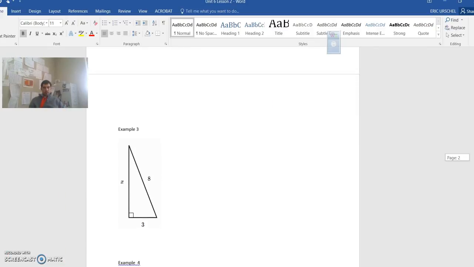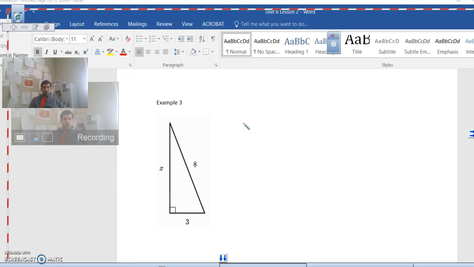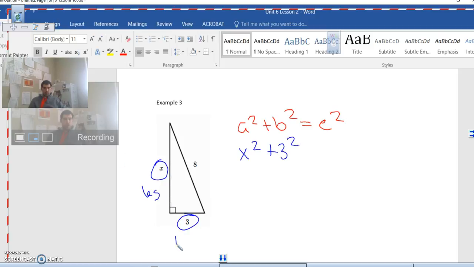Let's look at another example. A very similar example. We're missing a leg. We're given one leg, and we're given the hypotenuse. So here we have a squared plus b squared equals c squared. A, we'll call that x squared. B, we'll call that 3 squared. Remember, for a and b it doesn't matter which is which. They're just these two legs, the leg and the leg, because this is our right angle. This is the hypotenuse. It's always the c, the one across from the right angle.